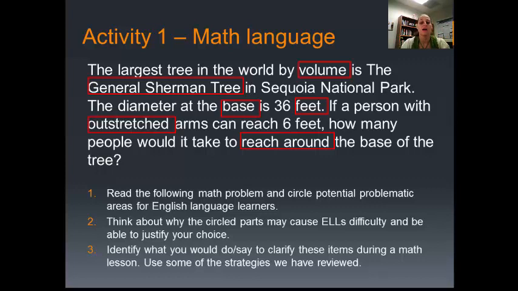Okay, so just some things to think about. Again, just for you to be aware of how math can be difficult for English language learners, and how it is your responsibility as teachers to be explicit about this in order to ensure that you are providing culturally valid assessment.